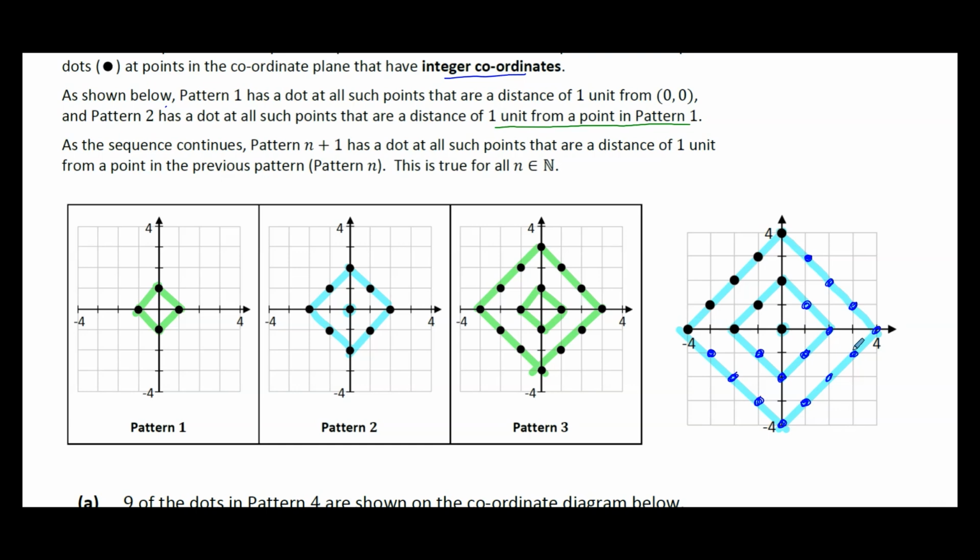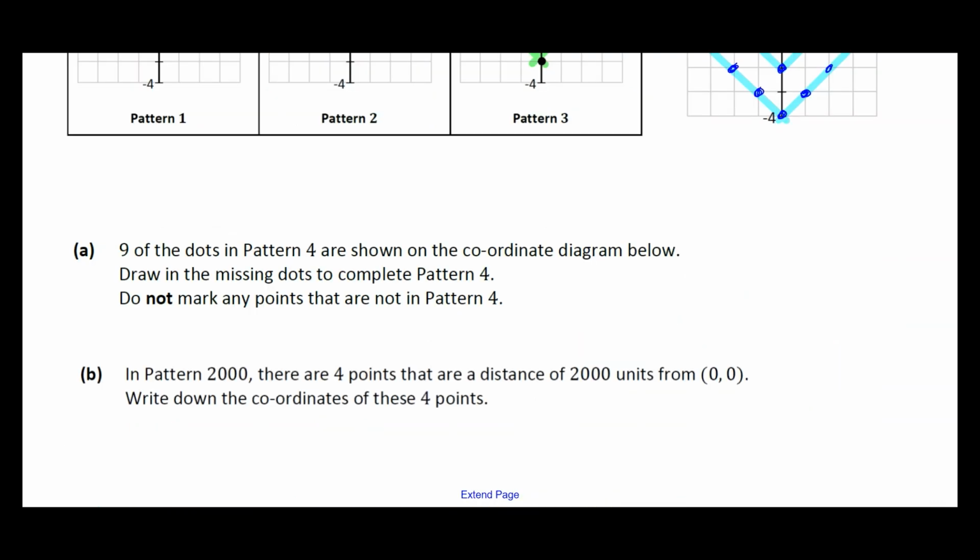Okay, let's have a look at the next part. In pattern 2000, so I had pattern 1, 2, 3, 4, then 5, 6. This we are talking about 2000. There are 4 points that are a distance of 2000 units from 0, 0. Write down the coordinates of these 4 points. So I need to write coordinates. That means I have to write X and Y that are in that pattern 2000.